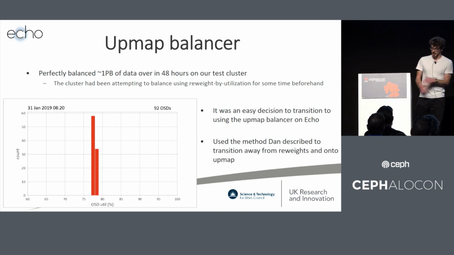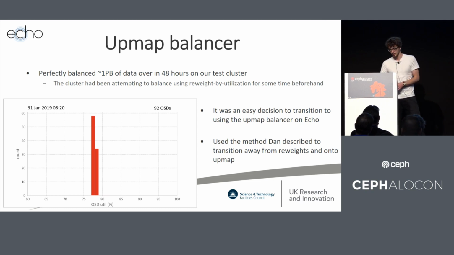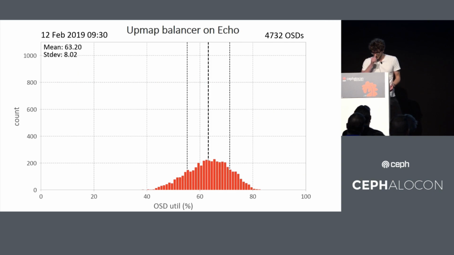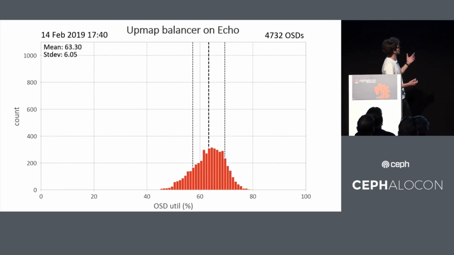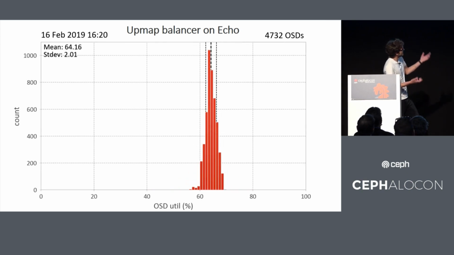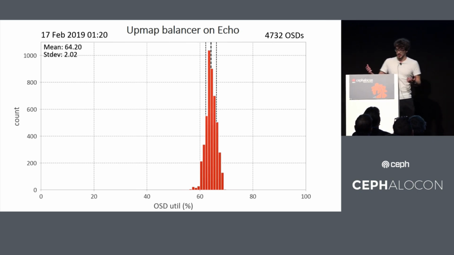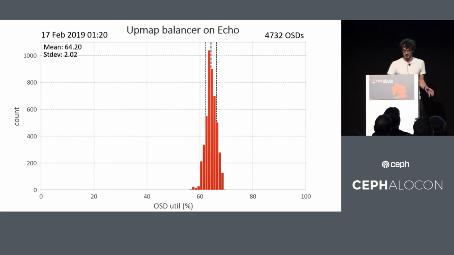So after this, it was a very easy decision to switch Echo over to using the UpMap balancer, and that's what we did. I think this clip is going to be about 4 days of balancing in total. We start, the standard deviation is somewhere around 8, and then it all just goes zoop, and your cluster is a lot better balanced. That's a standard deviation of 2, which is pretty good. That was the number we were aiming for, and this was very awesome.